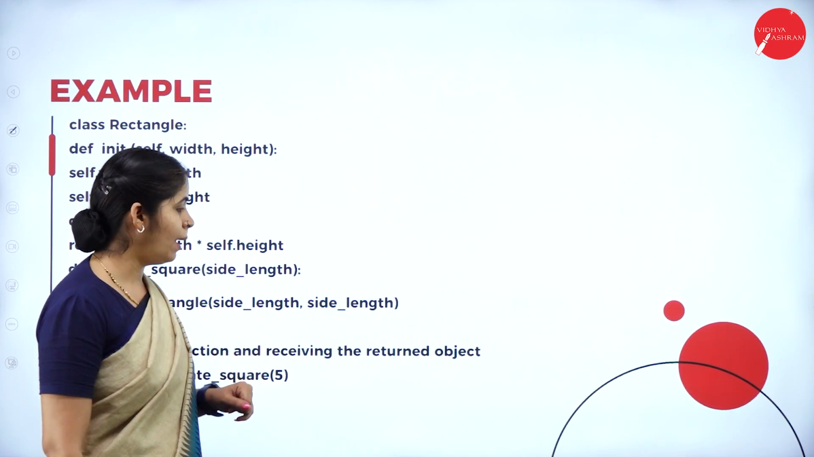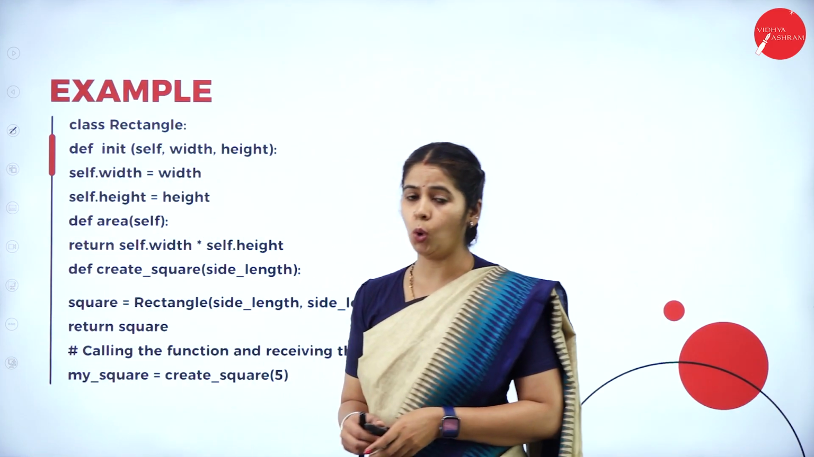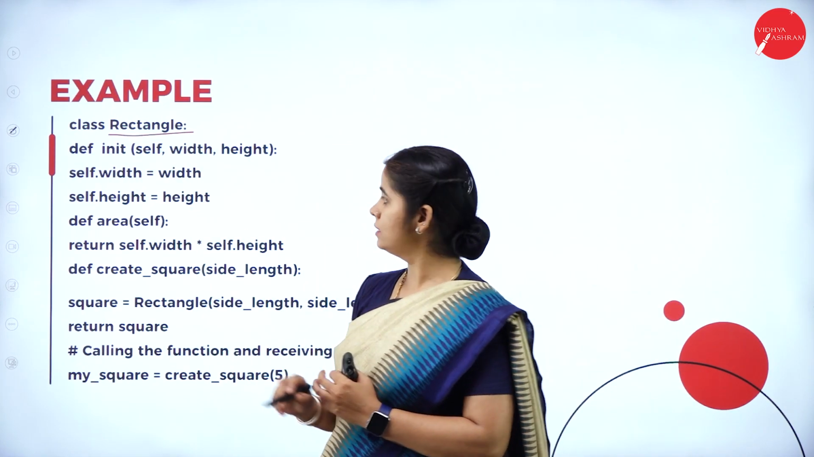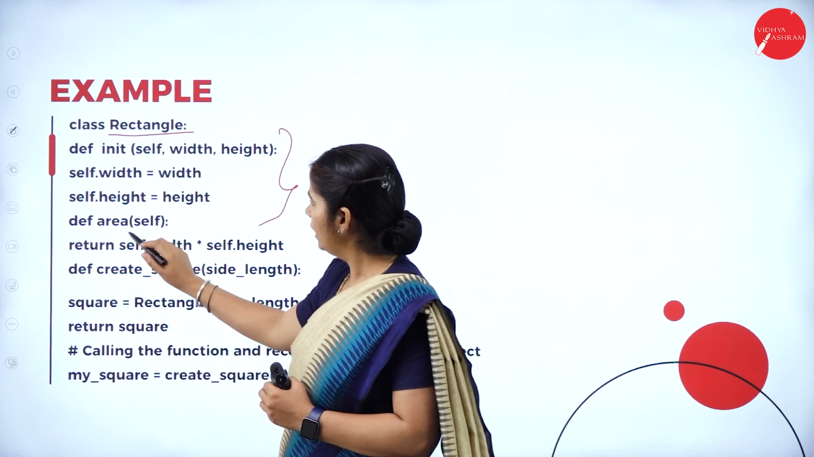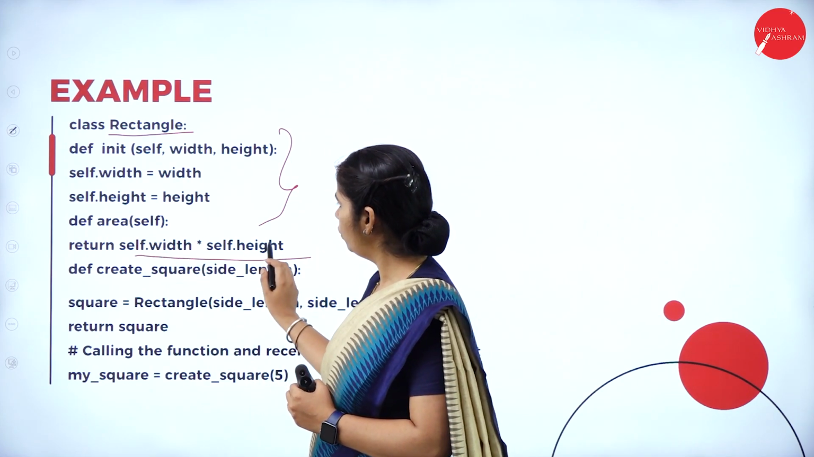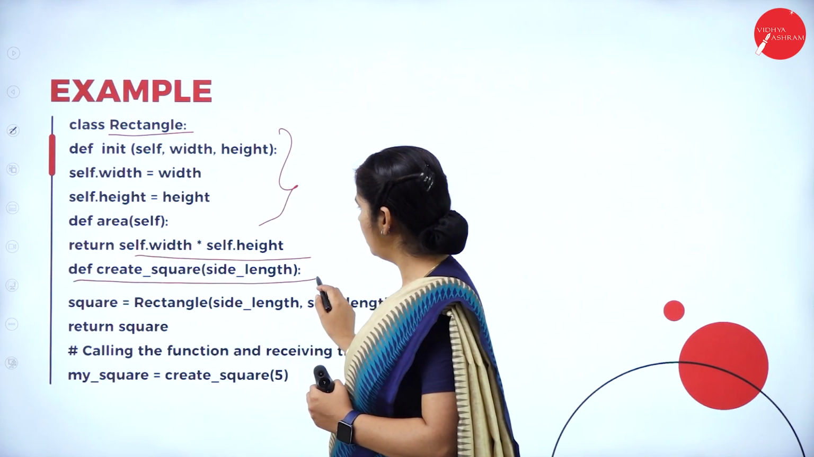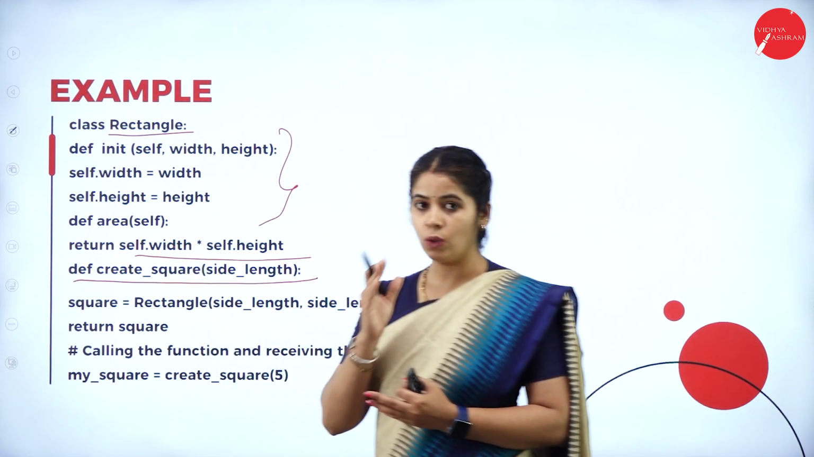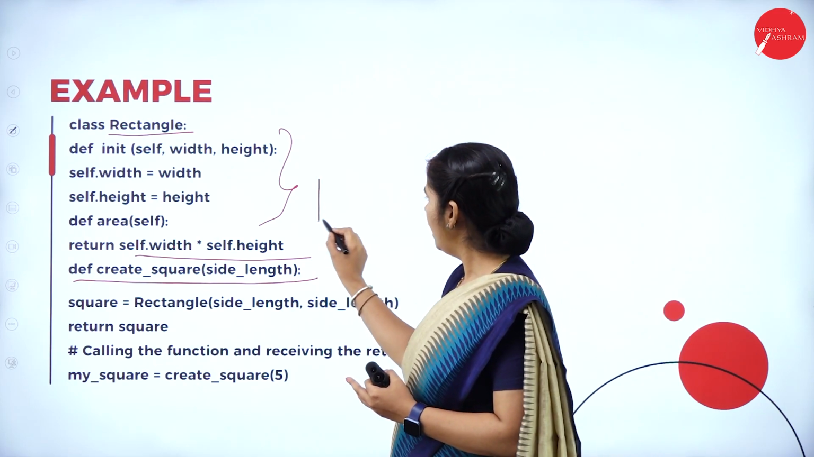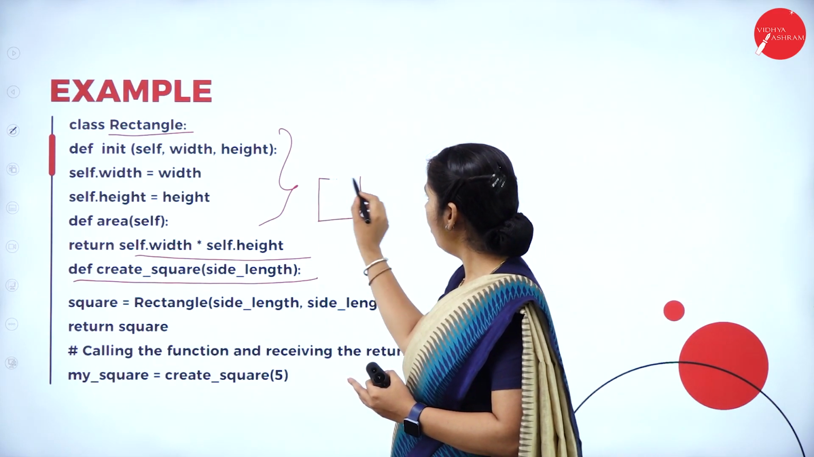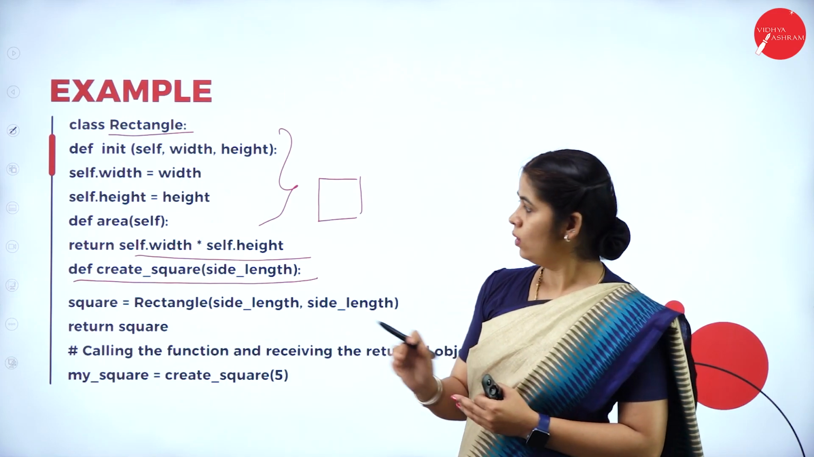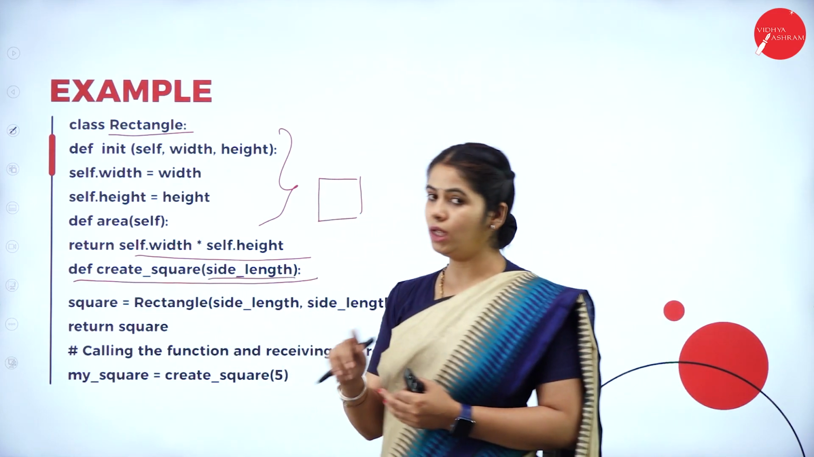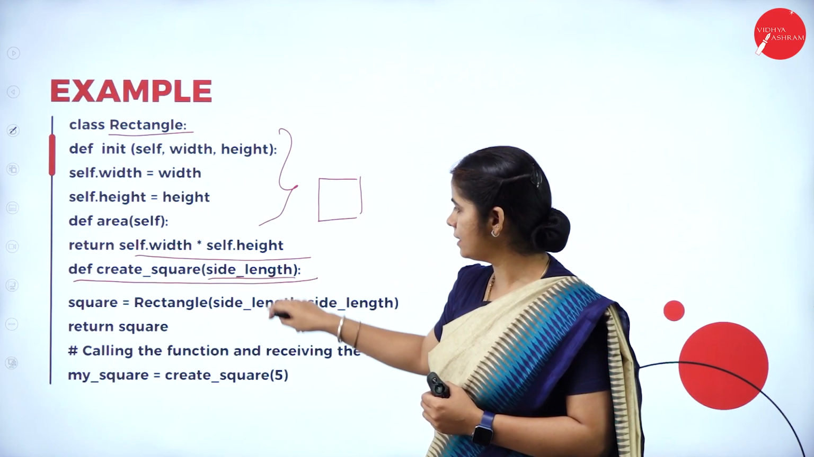So let's see the example of how we can return an object from a function. Here is the same Rectangle class, which we already know. The area we compute as width into height. Now we are creating a square. A square also needs length and height of the same value. So we define a function, create_square, with side_length. Only one parameter we are passing, that is the side length.